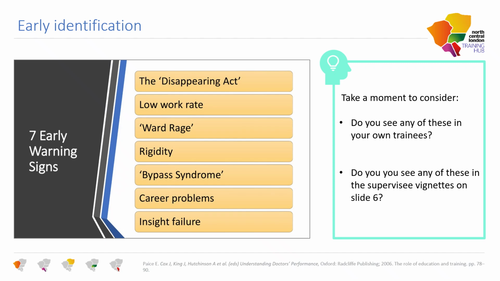They may be prone to outbursts of anger or bypassing certain colleagues, and also quite rigid in their approach. You might find they have difficulties with exams or uncertainty about their career choice, and potentially a lack of insight or a rejection of constructive criticism.